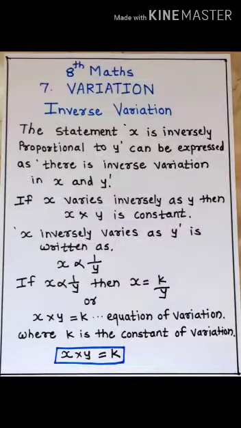If x is inversely proportional to y, then x is equal to k upon y. Now remove the proportionality sign, or you may write x multiplied by y is equal to k. That is the equation of variation, where k is the constant of variation.